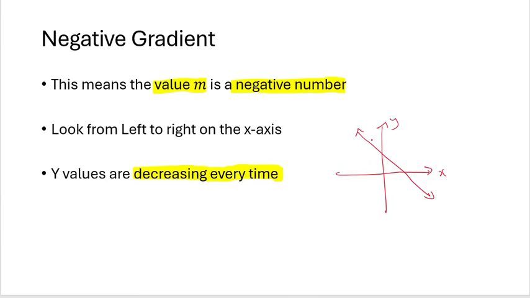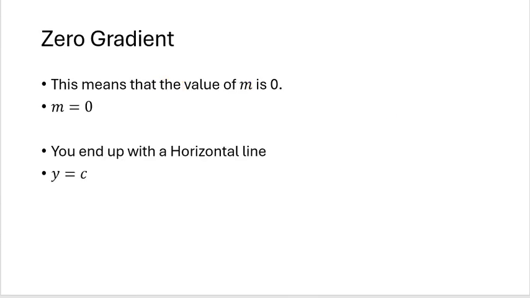Looking at it from left to right, you can see that my line is actually going down, like the y value wise. It's decreasing every single time I move to the right. Okay, so that's how you can tell.